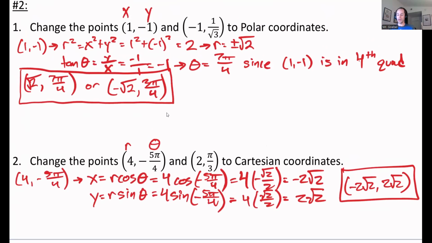So you'll notice for the first question we did, we had two possible answers. For this one, we only have one possible, and that is correct. That is how these problems work. Okay? So I'm going to give you guys a couple minutes. Go ahead, do the second point for each of these, okay? Negative 1, comma 1 over the square root of 3, and 2, comma pi over 3. All right, I'm going to set a timer, come back in a couple minutes, go over some answers.